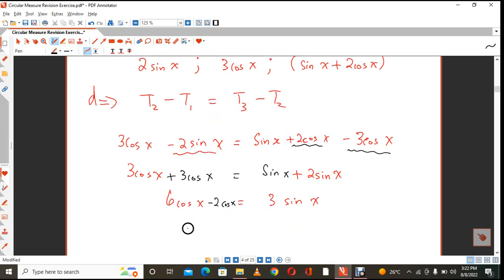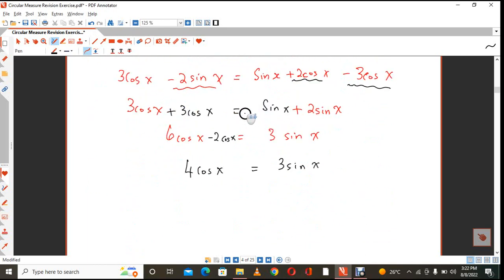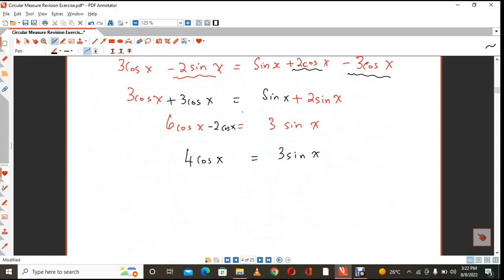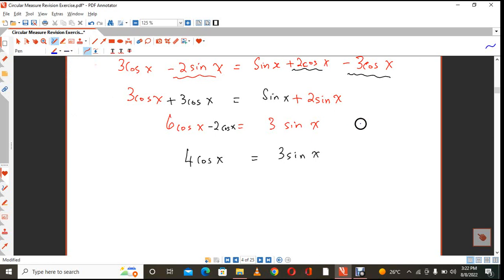We are nearly there. So this leaves us with 4 cos x equals 3 sin x. But we are supposed to give our answer in terms of tan x. So what you also know from tangent, and you should know this from your identities, is that tan x is nothing but sin x over cos x.